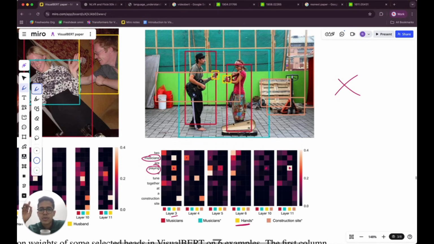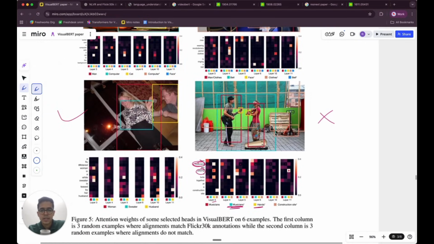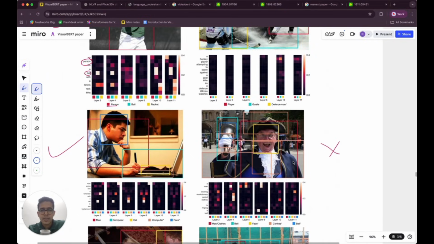Blue. Okay, blue is also musicians. So musicians is correlated with... There is 0 correlation with the blue. Okay, so blue rectangle is bounding both musicians, and that is the label of the musicians. And this word musicians has 0 correlation with the column number 2. No correlation, less correlation, no correlation. In none of the layers there is a correlation. So there is misalignment.